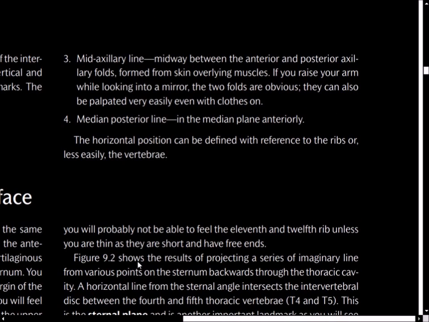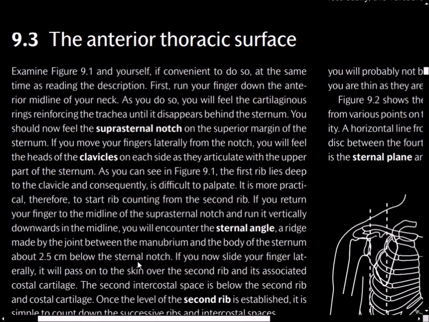3. Mid-axillary line, midway between the anterior and posterior axillary folds, formed from skin overlying muscles. If you raise your arm while looking into a mirror, the two folds are obvious. They can also be palpated very easily, even with clothes on. Median posterior line. In the median plane anteriorly, the horizontal position can be defined with reference to the ribs or, less easily, the vertebrae. The anterior thoracic surface.